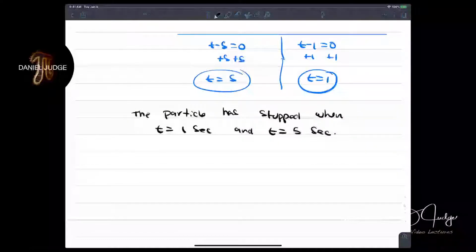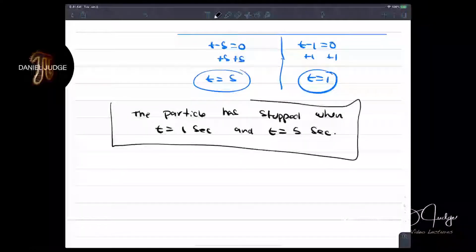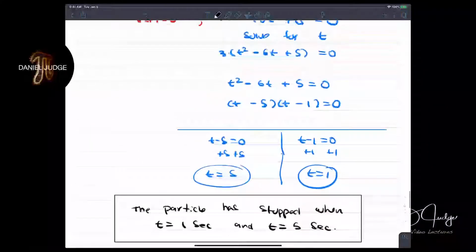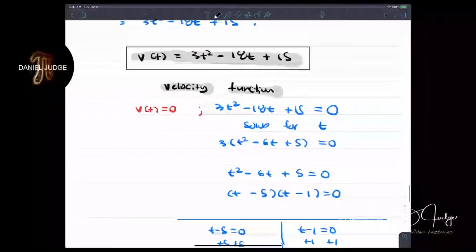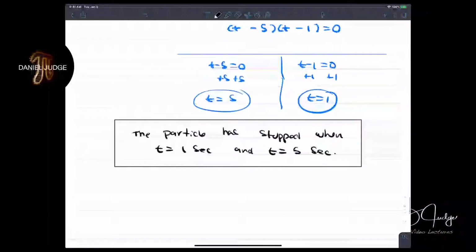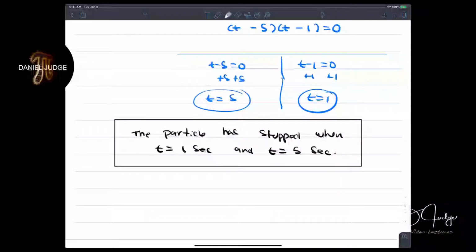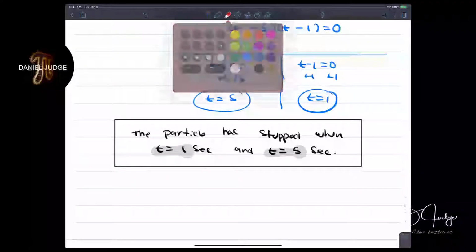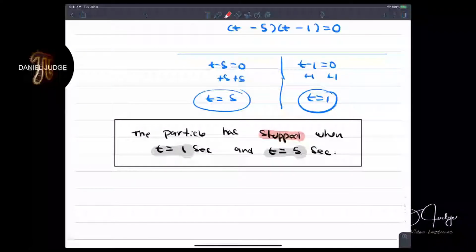Okay, starting our world of rate of change, ladies and gentlemen. All right, so let's ask you guys a question here at this point, right? We found the velocity function. And we found the time when the particle has stopped. t is 1, t is 5.